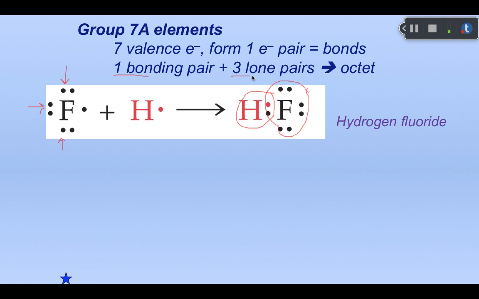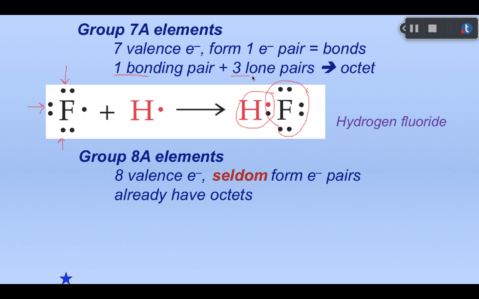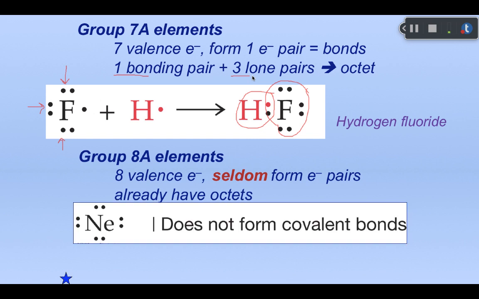So group 7A is followed by group 8A. Well, what do we know about those? Group 8A is the noble gases, and they have 8 valence electrons, and in a general sense, they seldom form electron pairs. They've already got octets. There's no tendency for them to form bonds unless we're doing unusually extreme conditions, for compounds with xenon and fluorine, for example. So we won't generalize those too often, but now and then you'll see some representations of their structures. In a general sense, think of not forming bonds with noble gases.